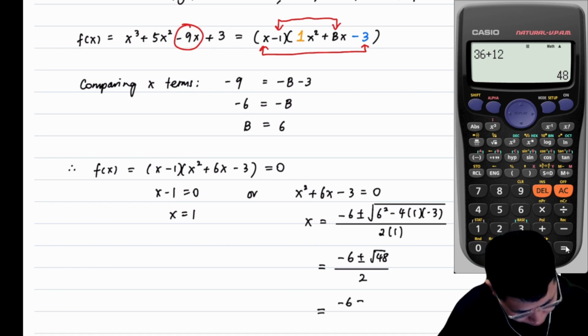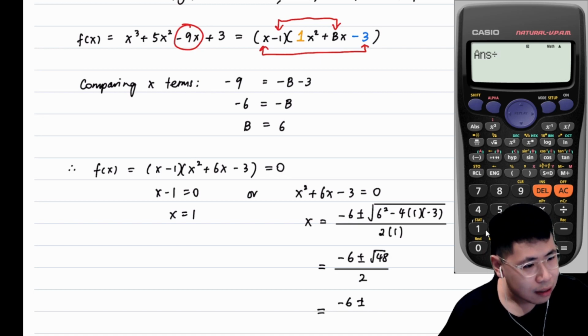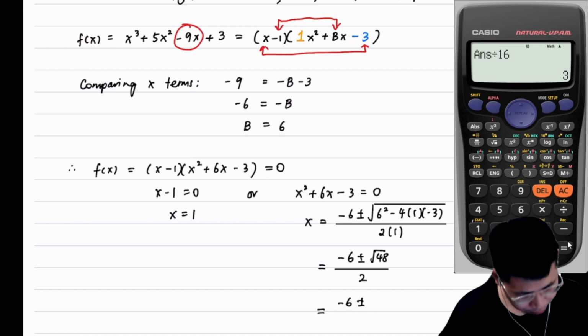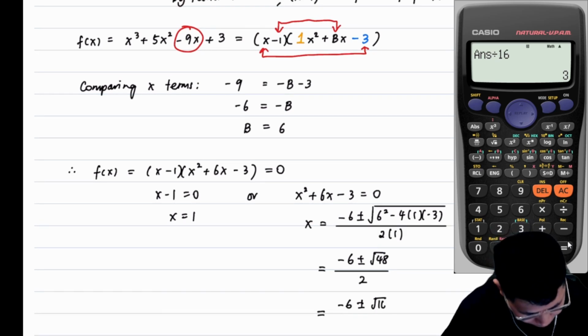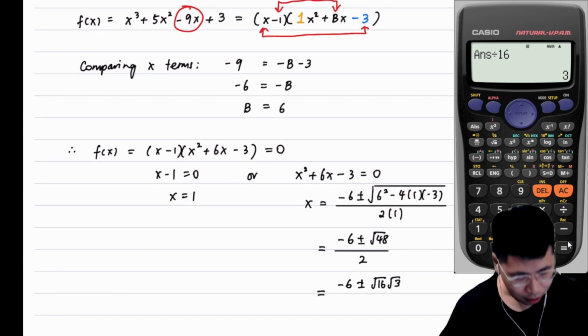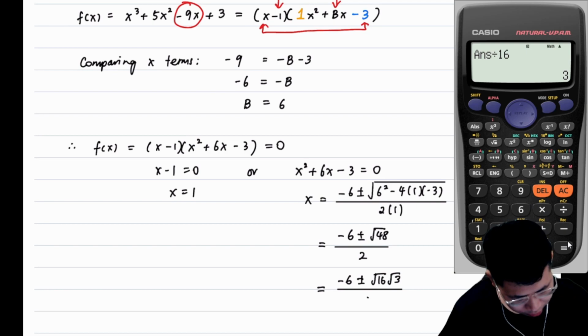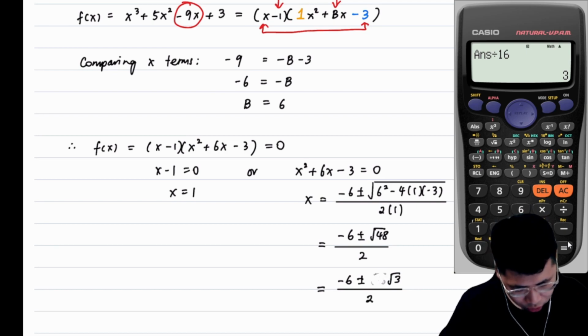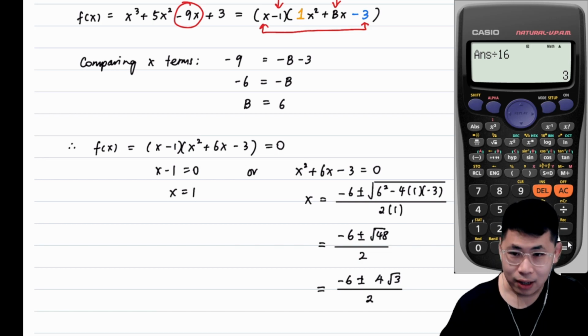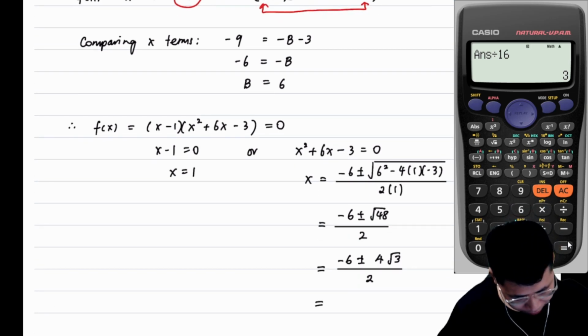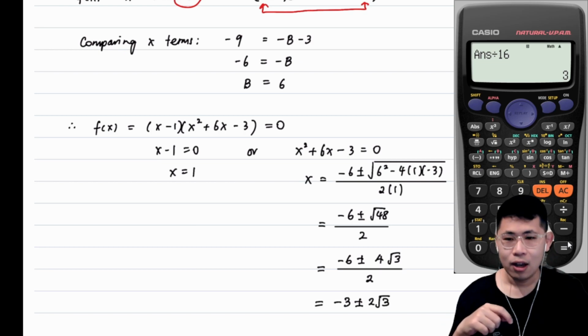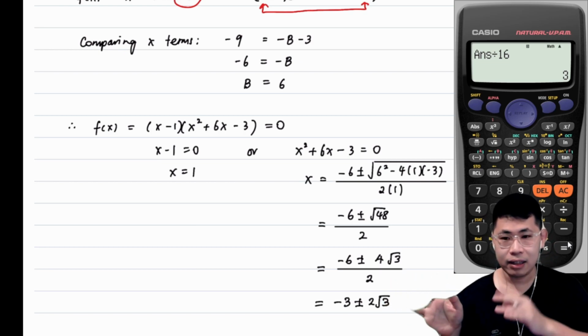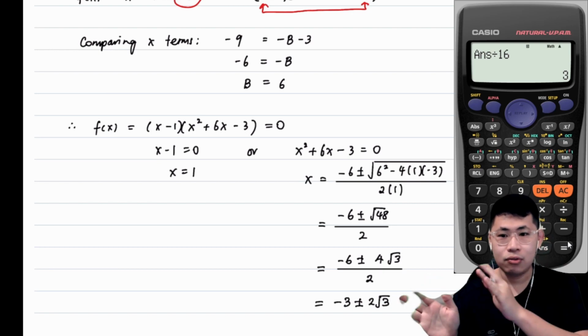So for 48, can we divide by 16? We can get a 16 out. So over here, we can split this to square root of 16 and square root 3, over 2. And just nice, square root of 16, I can change this to become a 4. So last but not least, I have negative 6 divided by 2, so a negative 3, plus minus 4 divided by 2 is going to be 2. So over here my two roots are negative 3 plus 2 root 3 or negative 3 minus 2 root 3.